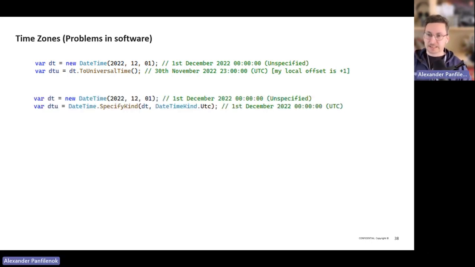Here is how you should do this in .NET. You should not use ToUniversalTime. Instead, you should specify the kind for the date. I'm sure that in different programming languages, there are similar problems.